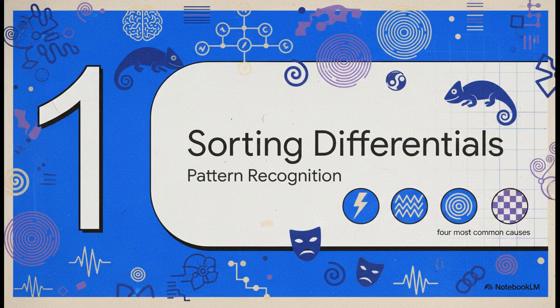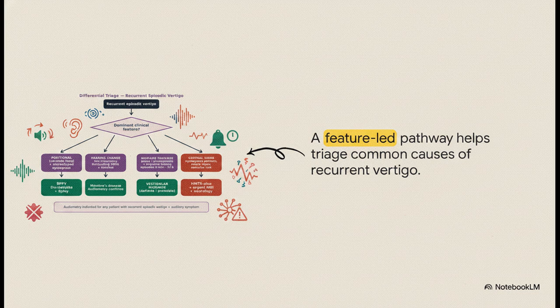All right, first things first. We have to be able to confidently sort through the mimics. And this isn't about memorizing long lists. It's about building your pattern recognition skills for the four most common things that can look like vestibular migraine. This pathway you're looking at simplifies the entire diagnostic process. It all starts with the dominant clinical feature. Just asking one key question guides you right down the correct path.